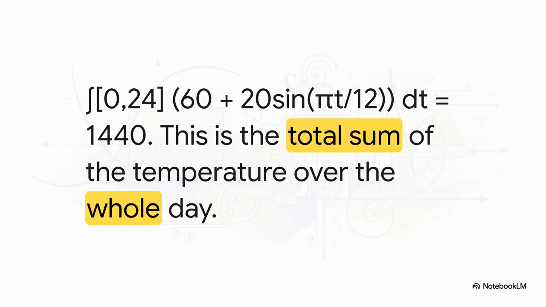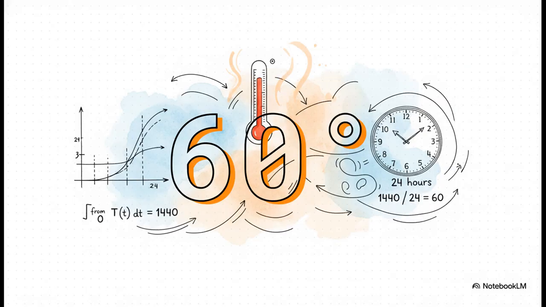But check this out, there's a fantastic shortcut here. Because that sine wave completes one perfect full cycle over 24 hours, all of its positive bits and negative bits perfectly cancel each other out. So that entire part of the integral just goes to 0. It literally disappears. This means we only have to integrate the constant 60, which gives us a grand total of 1440.